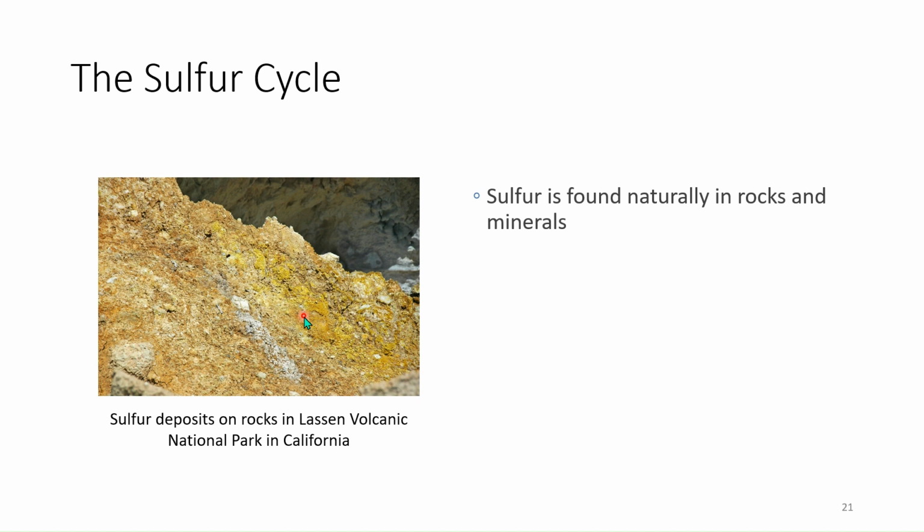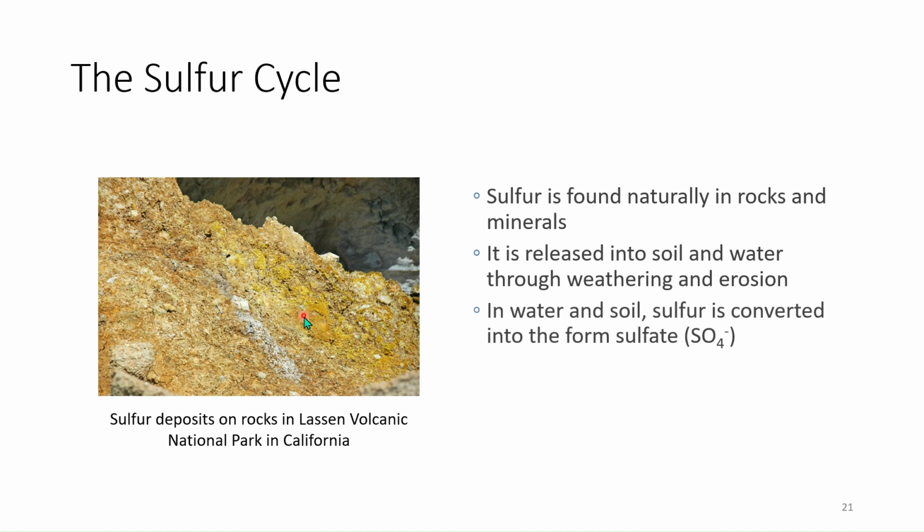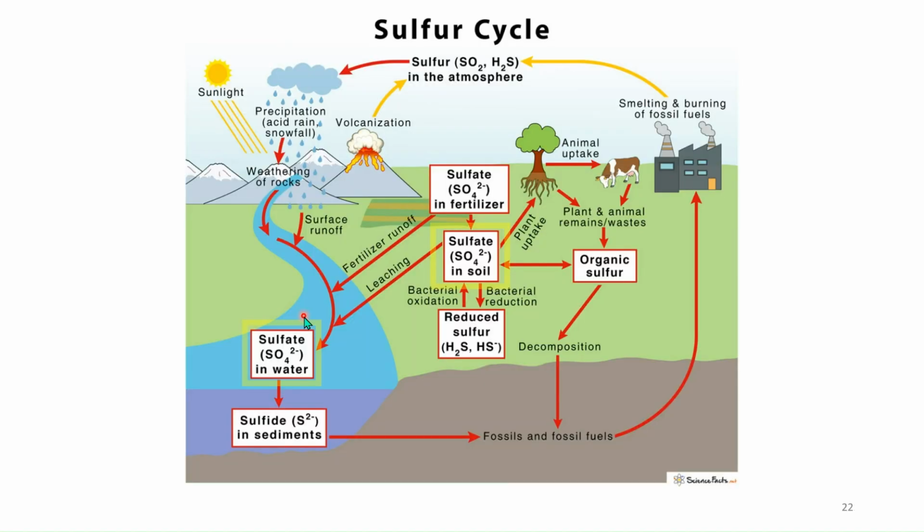Sulfur is found naturally in rocks and minerals throughout the world, and it's released into soil and water through weathering. Once in the soil and water, the sulfur gets converted into the form of sulfate ions, or SO4 with a negative electric charge, through a variety of biochemical and geochemical processes. Another form of sulfur is gaseous sulfur dioxide, or SO2, and it's also emitted into the environment, but not by erosion of rocks, but by volcanic eruptions, as well as the combustion of fossil fuels.